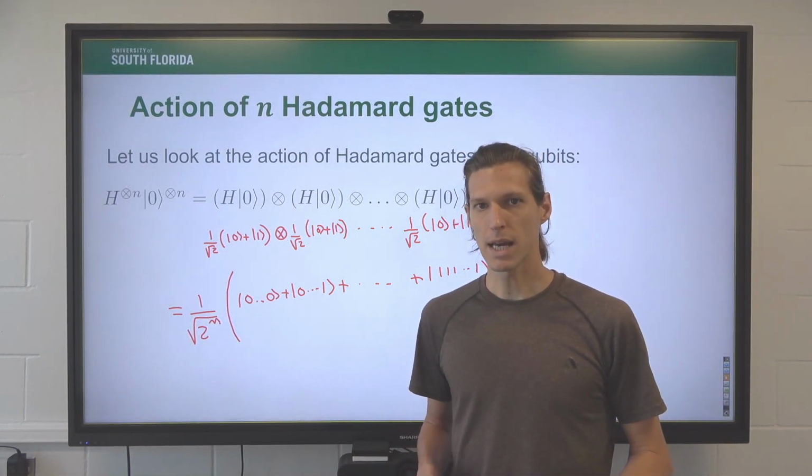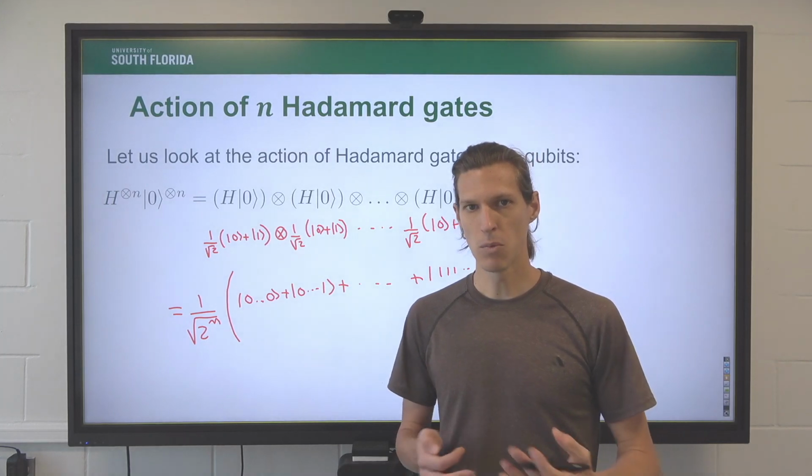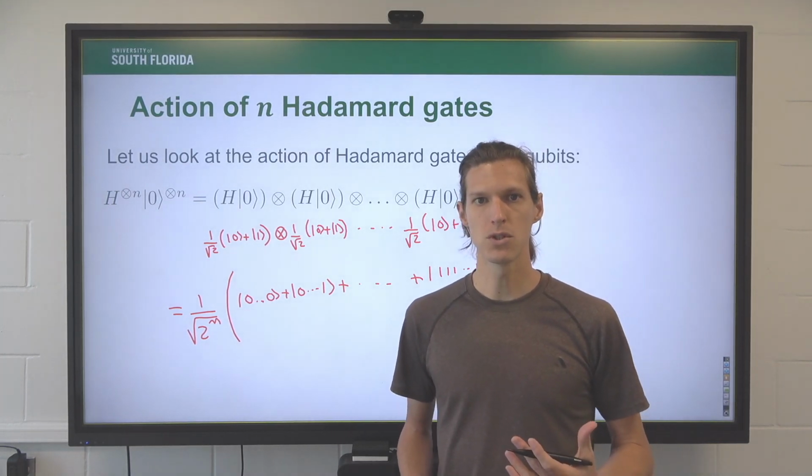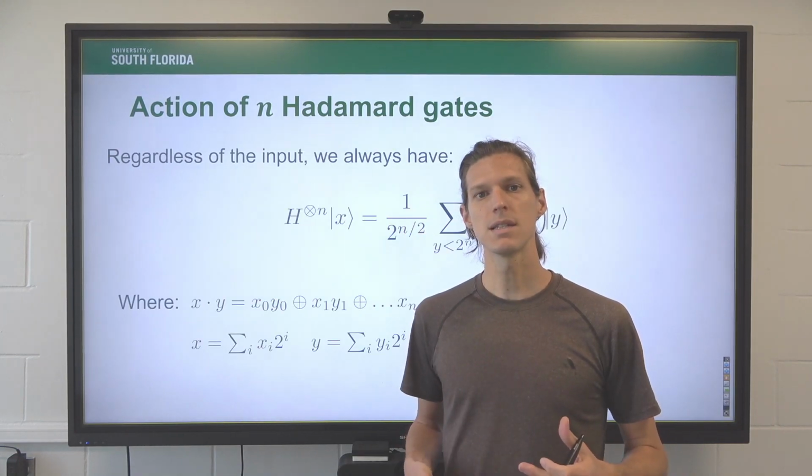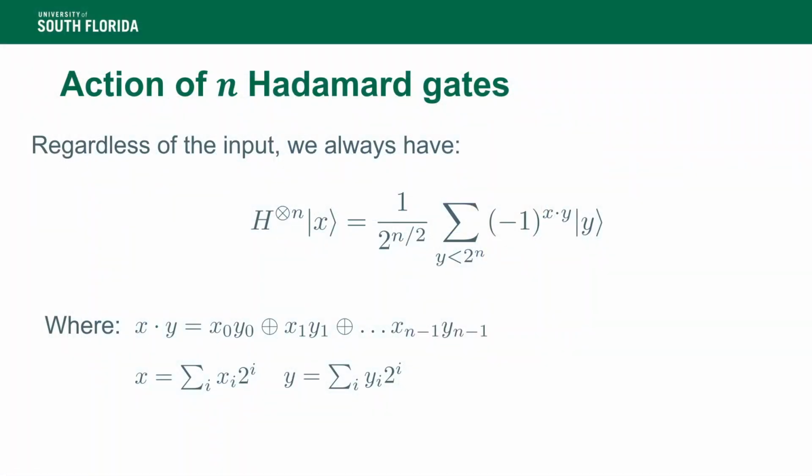Now the Hadamard gate has a slightly more intricate behavior when it comes to acting on a non-zero state. This is something that you have to prove in a homework assignment, but here we're just giving the formula without a proof.